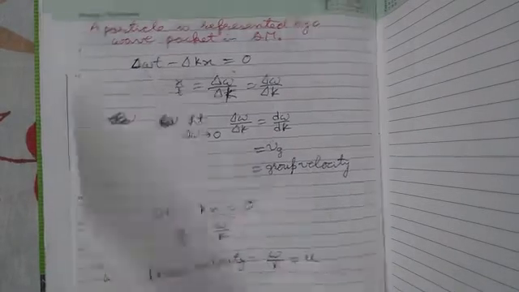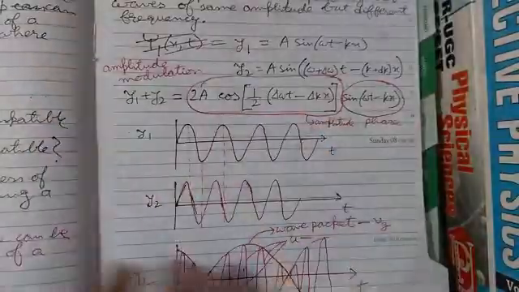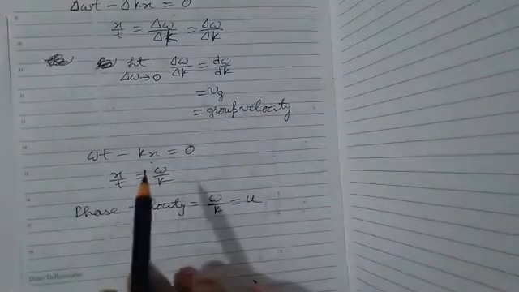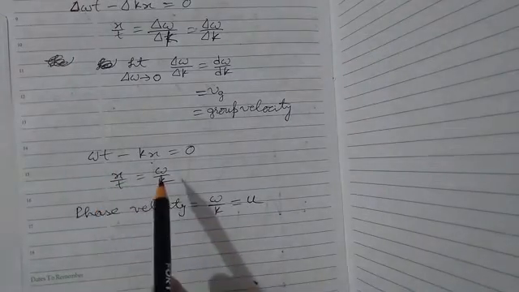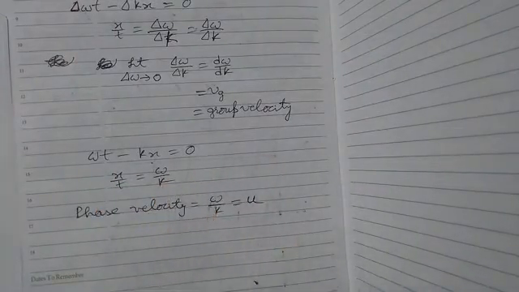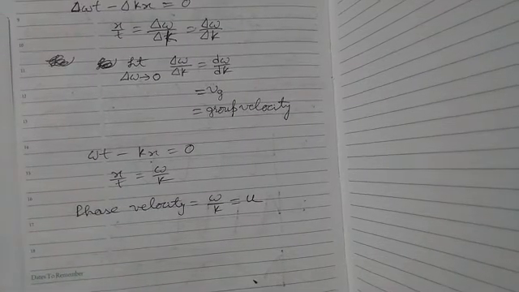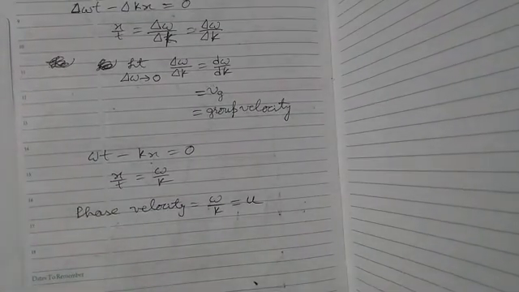Okay, and for the phase part you will have omega t minus kx is equal to 0, you put, so that will be x by t is equal to omega by k, and omega by k is called the phase velocity. Okay, so this is the thing.